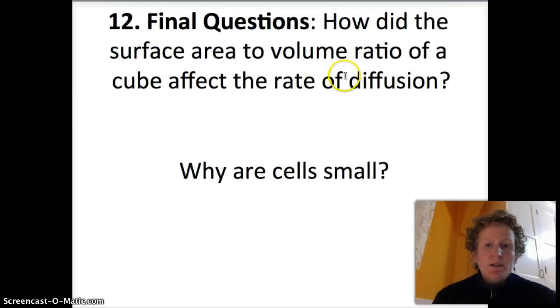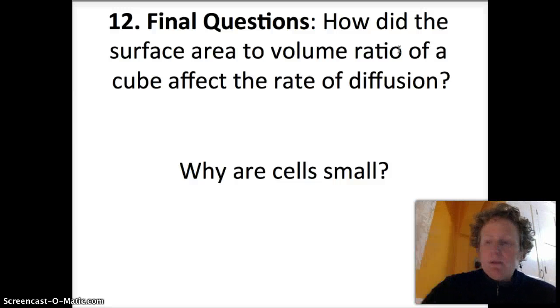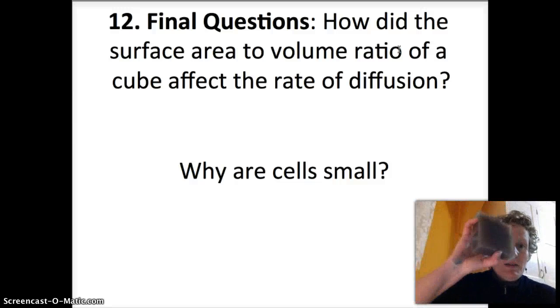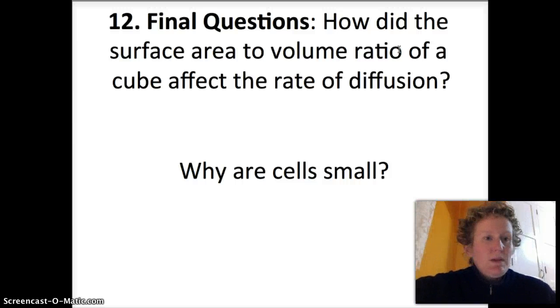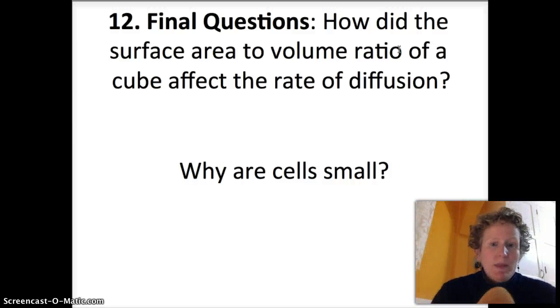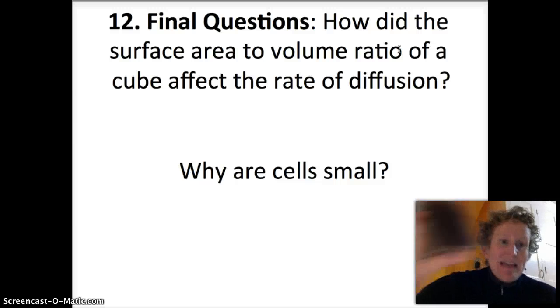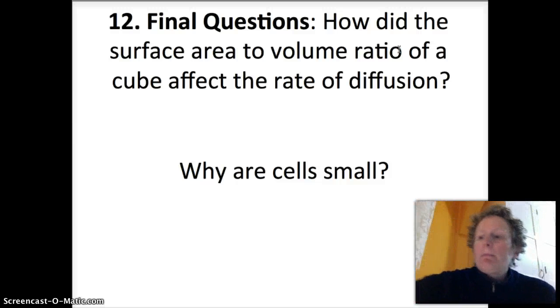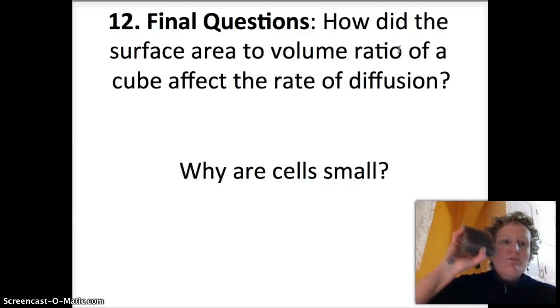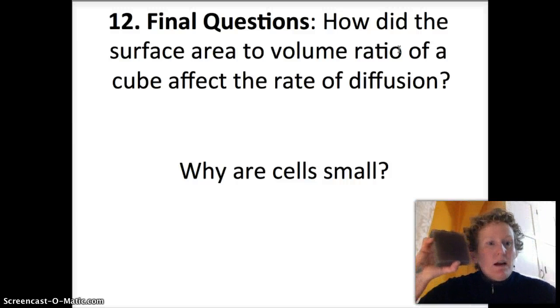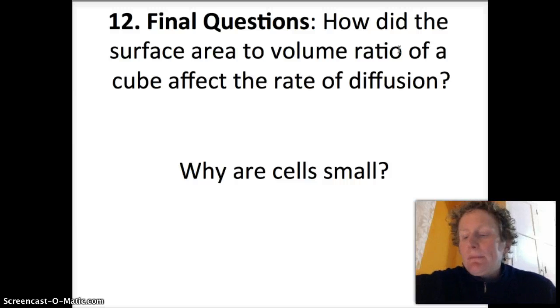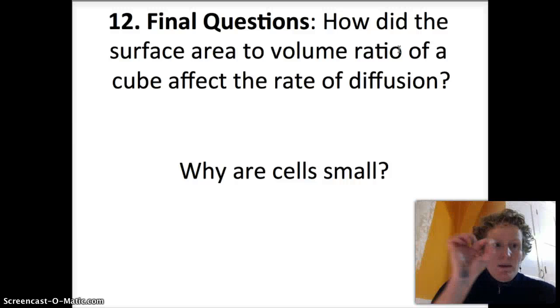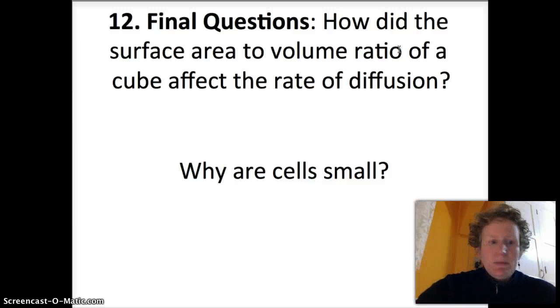So our final question is, how did the surface area to volume cube affect the rate of diffusion? Now we know that driving your car across Rhode Island or Texas, you have to go at the same rate of speed. Speed is in miles per hour, a rate. But the total time it takes to drive across Texas is greater. And if you are a cell, you don't want to have to drive across Texas every time you want to get carbon dioxide out or oxygen in. To maintain homeostasis, you want to stay small and stay efficient.